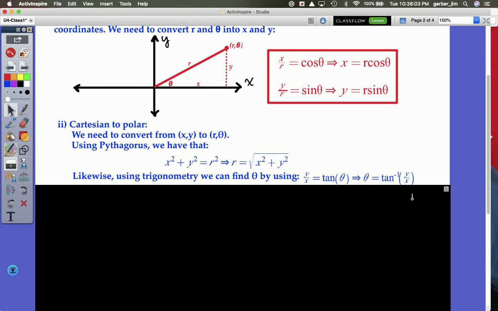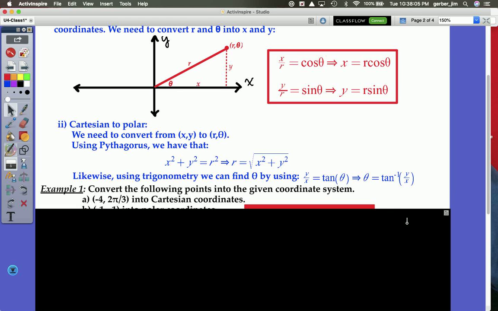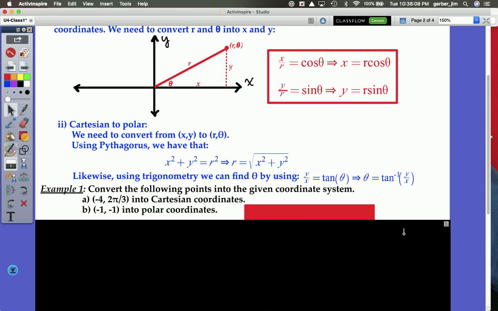Let's look at an example. So in this example, we're given two things to do.